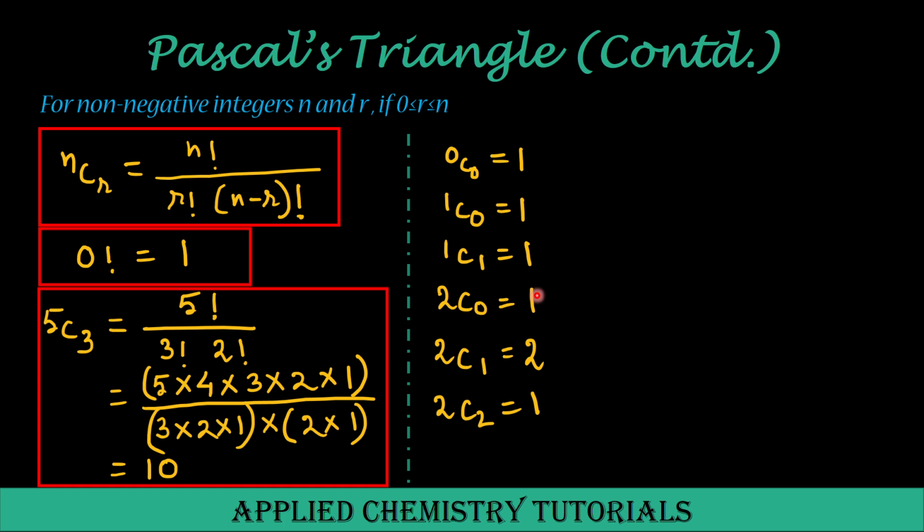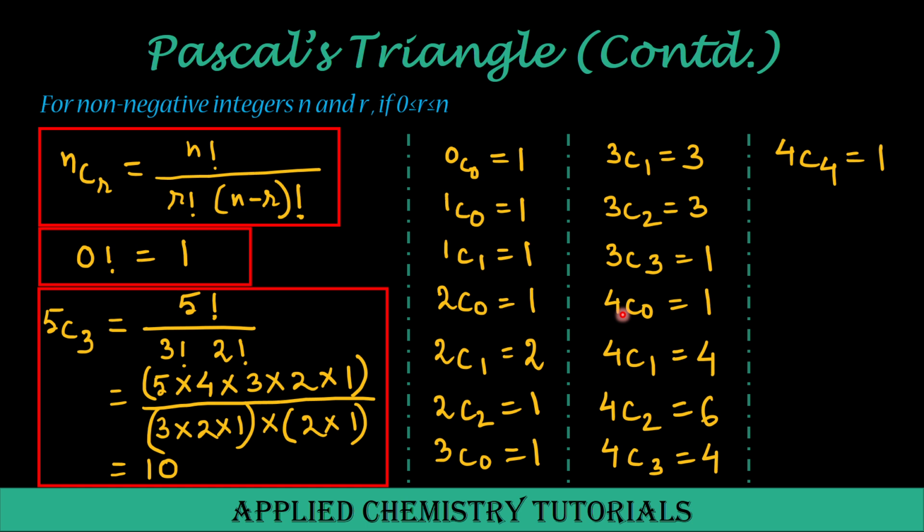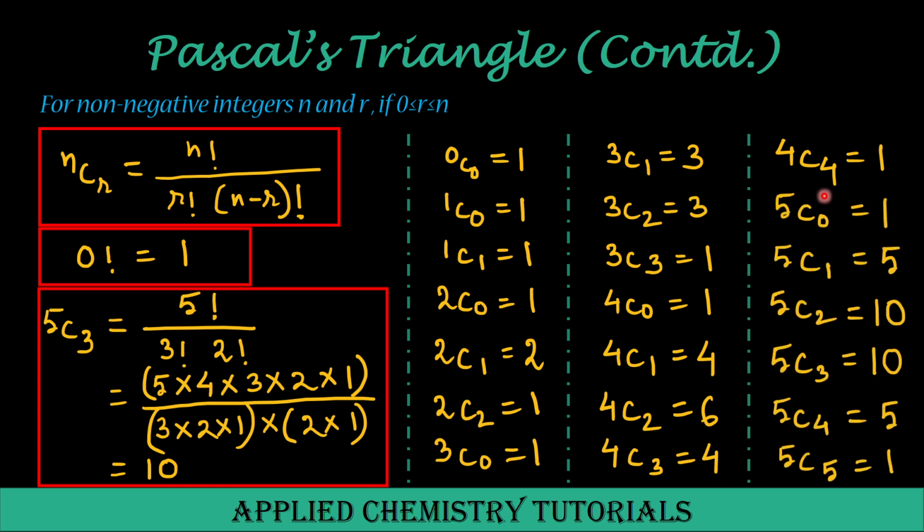For index 2, (a + b) whole square equals a square plus 2ab plus b square. So the coefficients are 1, 2 and 1. So we can easily replace them with 2C0, 2C1 and 2C2. And this can go on and on. So 3C0 equals 1, 3C1 is 3, 3C2 is 3 and 3C3 is 1. We can also calculate 4C0 is 1, 4C1 is 4, 4C2 is 6, 4C3 is 4, 4C4 is 1. And similarly for index 5 we can replace all the coefficients with 5C0, 5C1, 5C2, 5C3, 5C4 and 5C5.